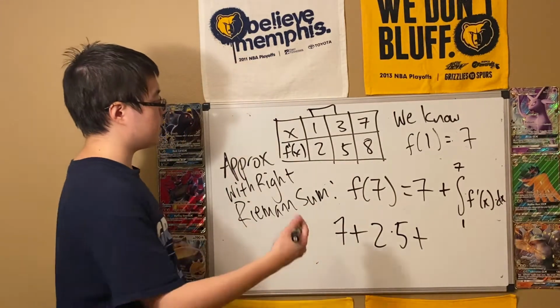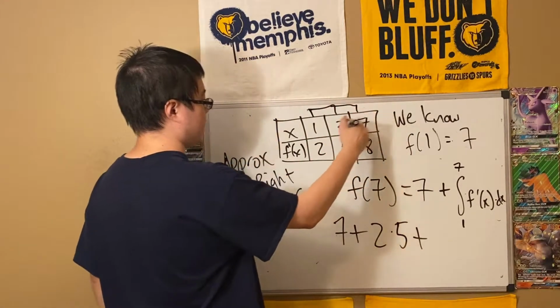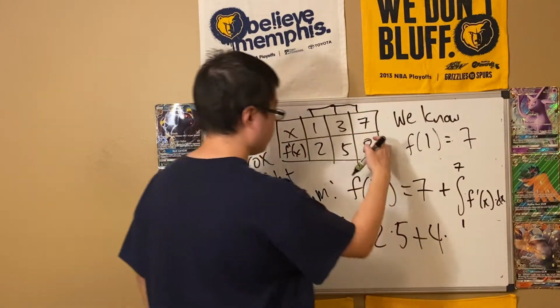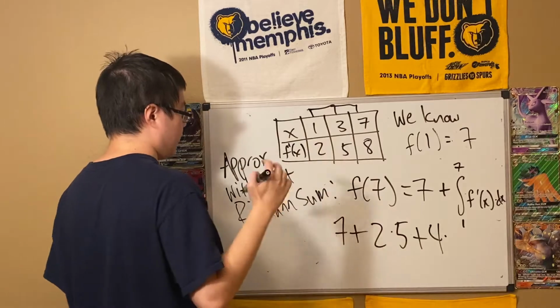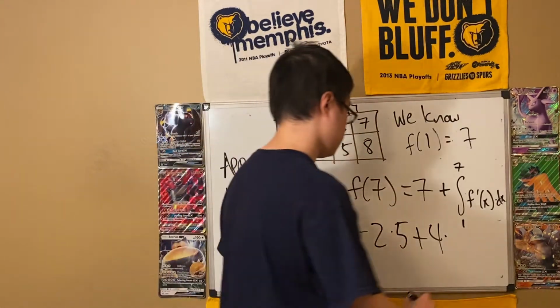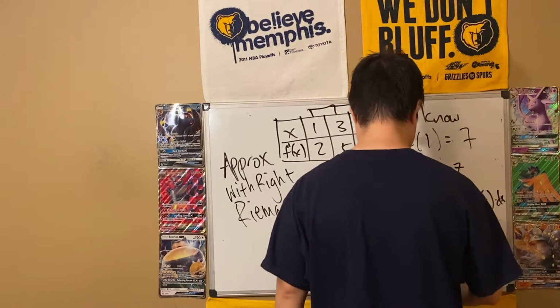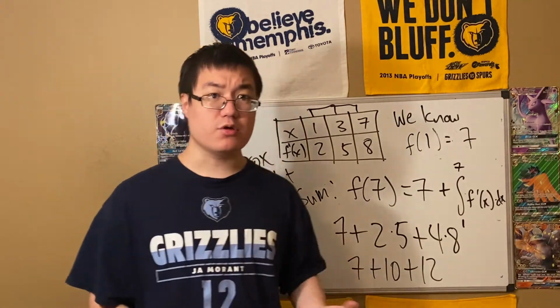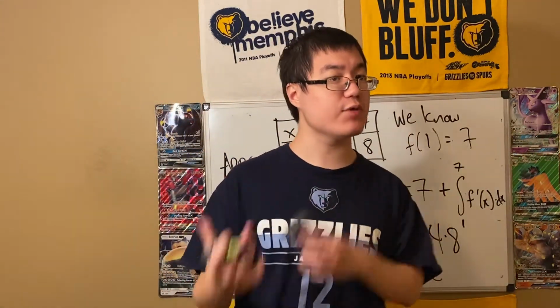Then for the next rectangle, 7 minus 3, always the difference in the x's for the base, so it's going to be 4. And then you're going to choose the right endpoint's y value. So what's the right endpoint? 7. What's the y value? 8. So we do this. This is going to be 10 plus 12 plus 7. 10 plus 12 is 22. 22, again, is the Riemann sum.